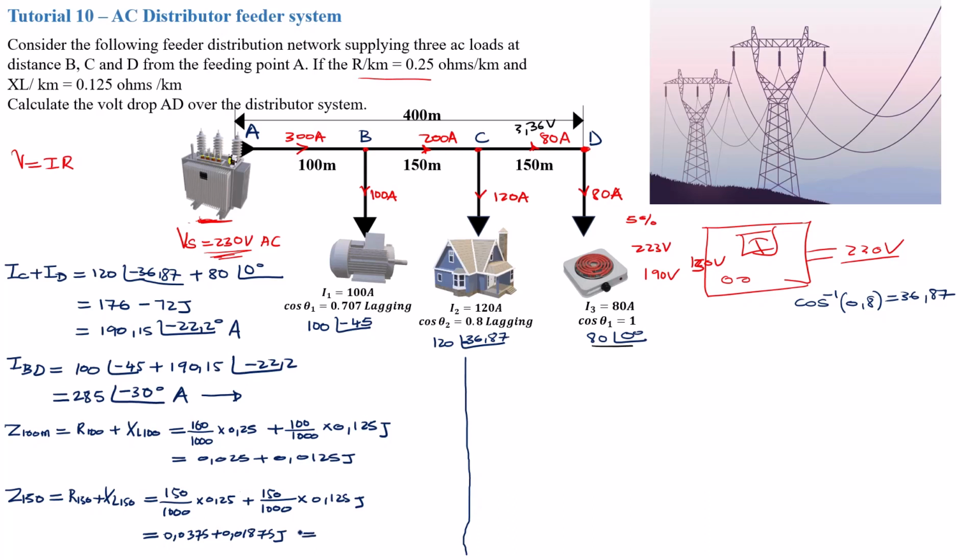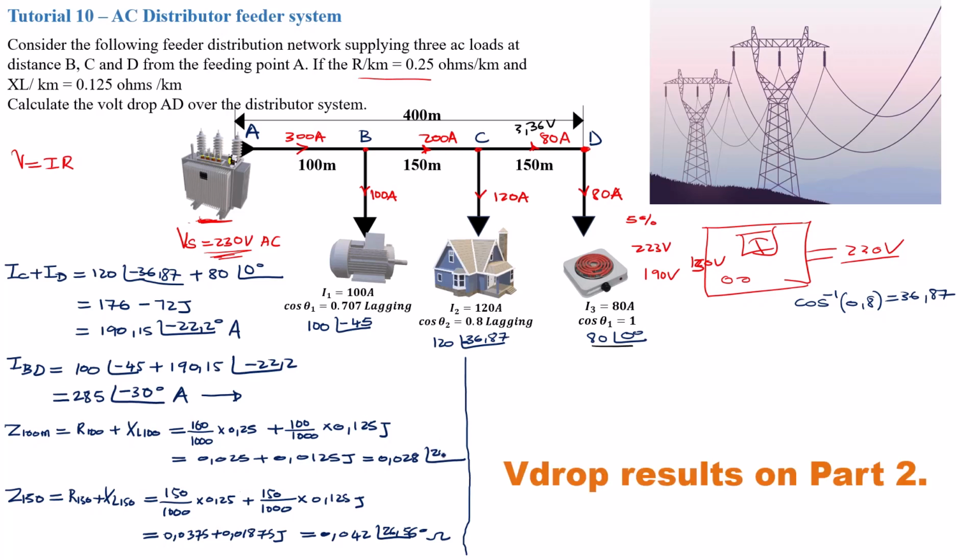Now you need to convert this value into polar form, and this is going to give you a value of 0.042 with an angle of 26.56 degrees ohm. The impedance of this section and this section, and this section's impedance, is going to give you in polar form a value of 0.028 with an angle of 26.56 degrees ohm. So these are your impedances for your sections.